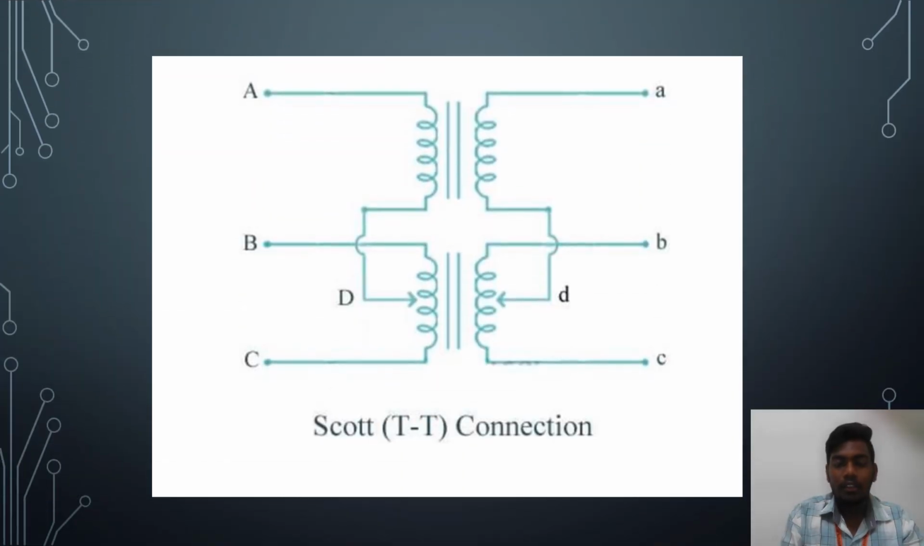This is the schematic diagram of a three-phase transformer of Scott connection. It means the second end of the primary winding is connected to the 50% point of the second transformer primary winding.